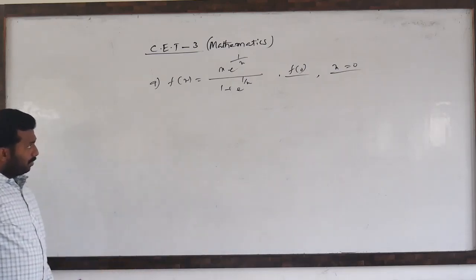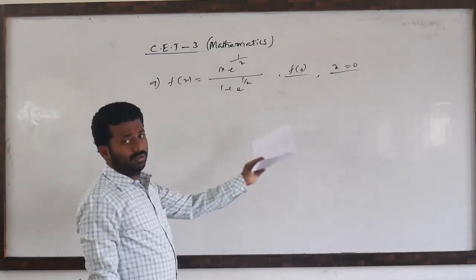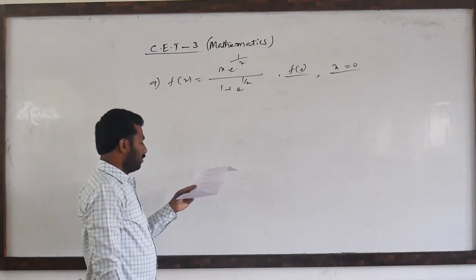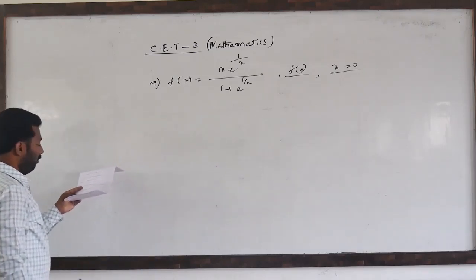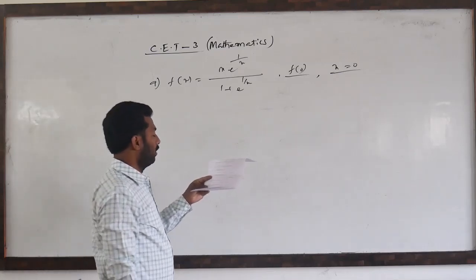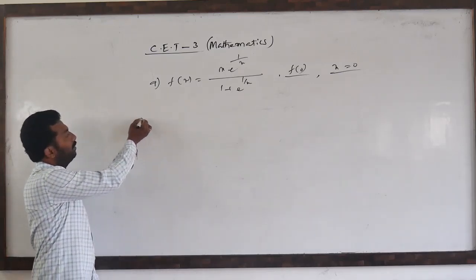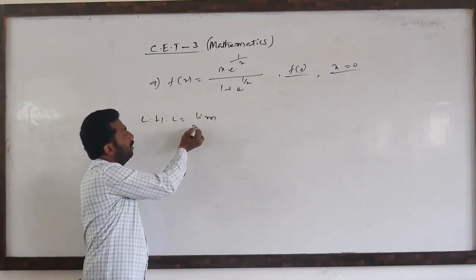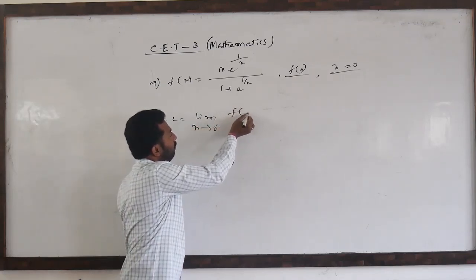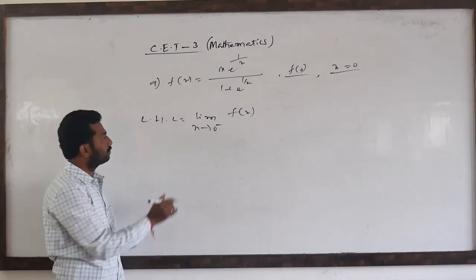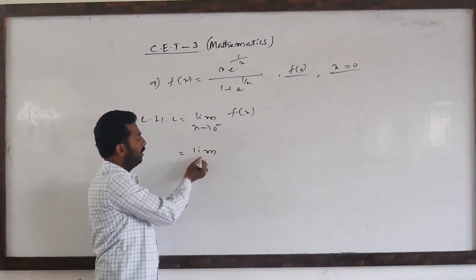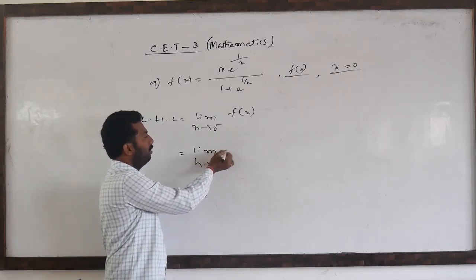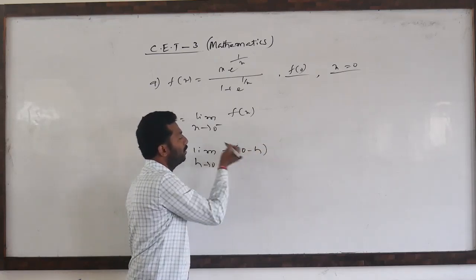So continuous at x equal to 0 means left hand limit equal to right hand limit, and at the same time equal to f of 0. So all are equal, that is the value of f of 0 we have to calculate. So we will see the left hand limit. How to write it: limit x tends to 0 minus f of x. From this, x tends to 0 minus means we have to write h tends to 0, f of 0 minus h.